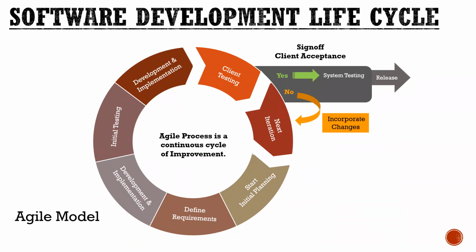So again, planning is started for the next cycle of software development. Then requirements are designed, developed, tested and implemented, and client testing is done. If yes, it will go for release; if no, it will come back again for changes. This is the agile process of software development.